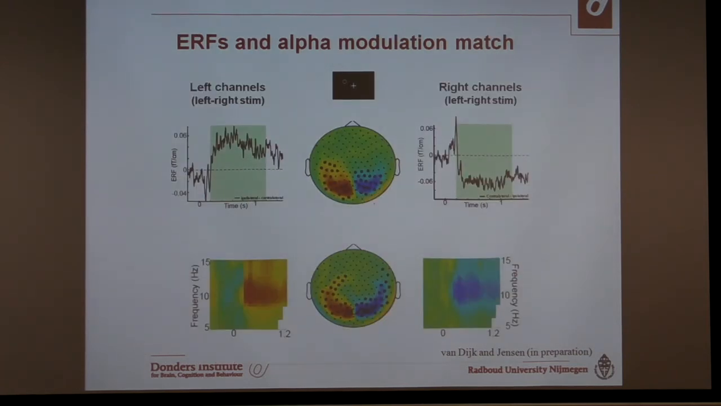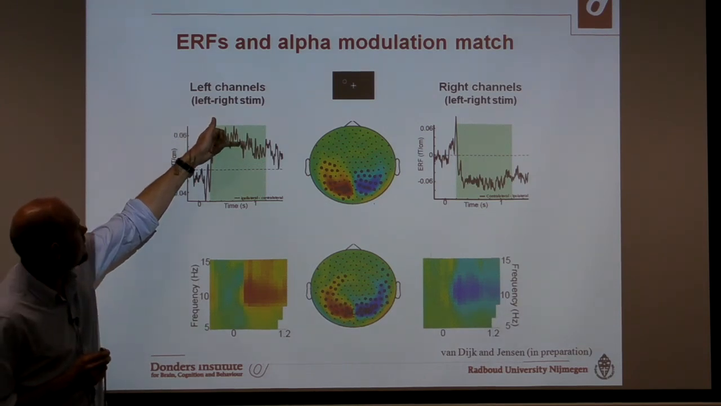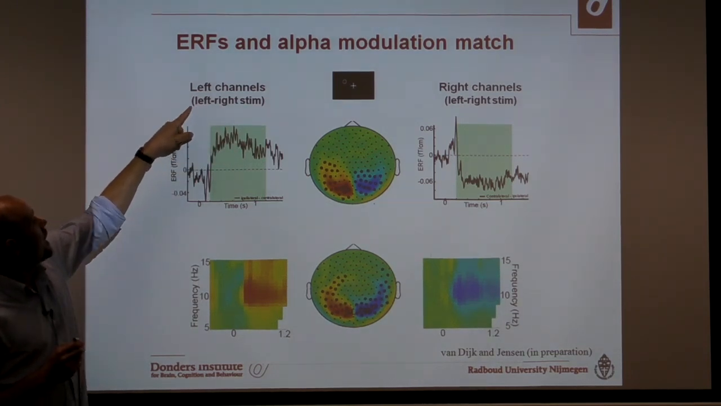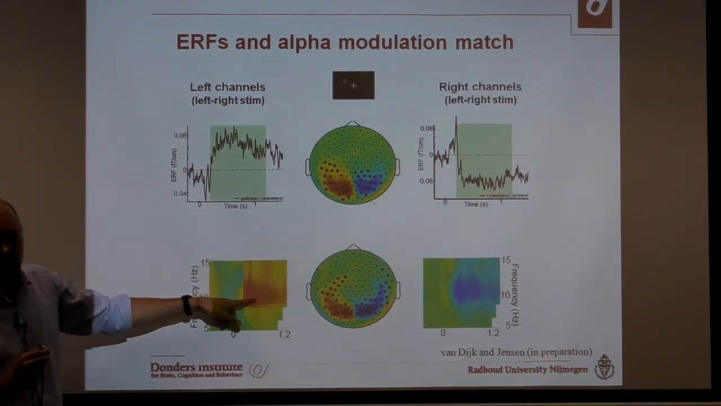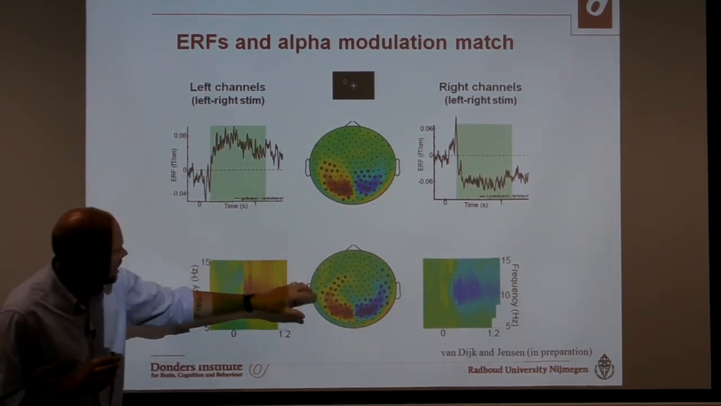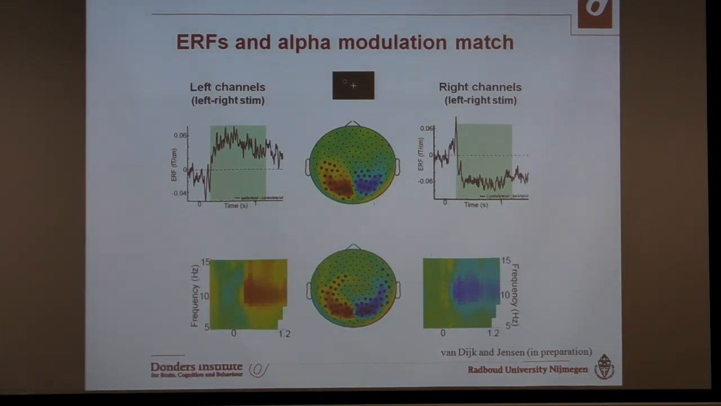Basically, what we're going to do now is to compare this lateralization in the event-related fields, in this case looking at left minus right stimulation, and the alpha modulation. And first of all, you can note the topography is surprisingly similar.